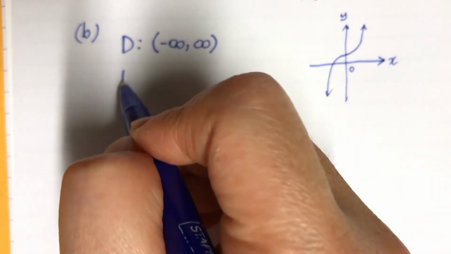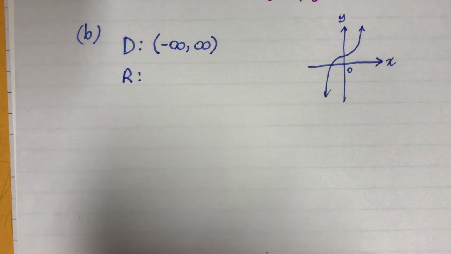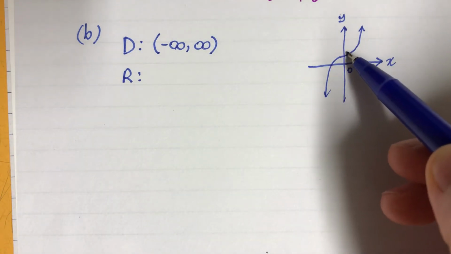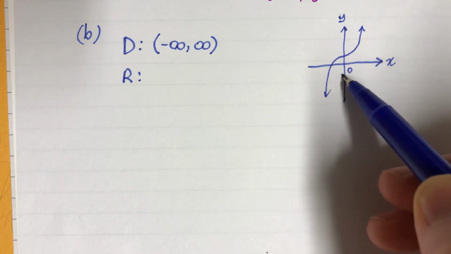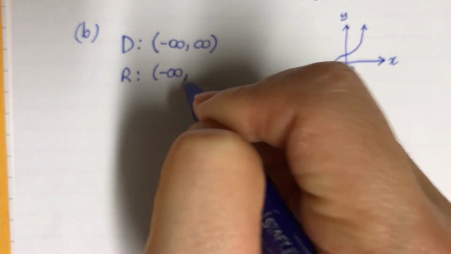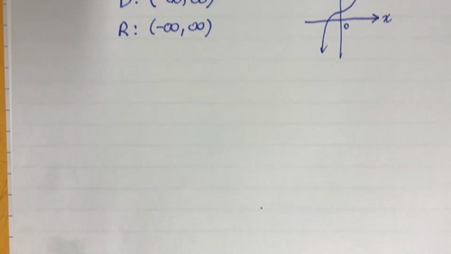Okay, now the range will be, what will be the range? It hits every single y value, whatever the x value is. So it'll also be all real y values. Okay, so that wasn't too bad.